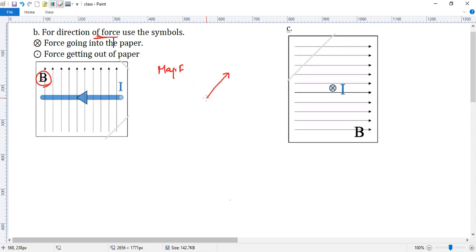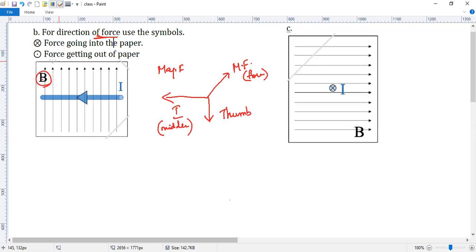And the current's direction is from right towards left. So this is the current direction and this is the magnetic field's direction. Current's direction is denoted by the middle finger and the magnetic field by the forefinger. So you have to open up your left hand such that your forefinger is pointing away from you and your middle finger is pointing towards your left. You can see that the thumb points downwards.